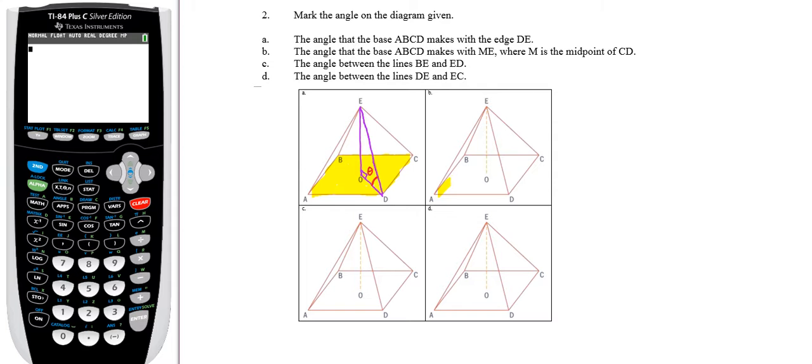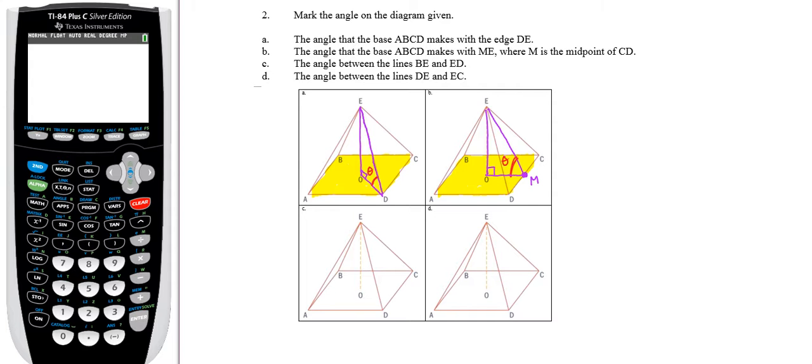And the second one, you're looking for the angle between the base, or the plane ABCD, and the line ME, where M is a midpoint here between C and D. So if we connect that midpoint to the apex, we can generate a triangle here. And the angle between the plane and the line ME is going to be this angle here.